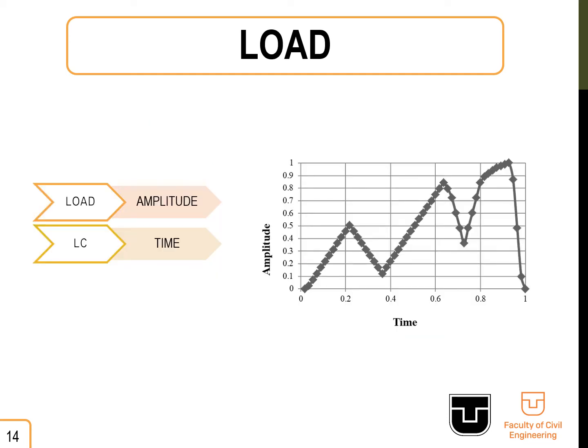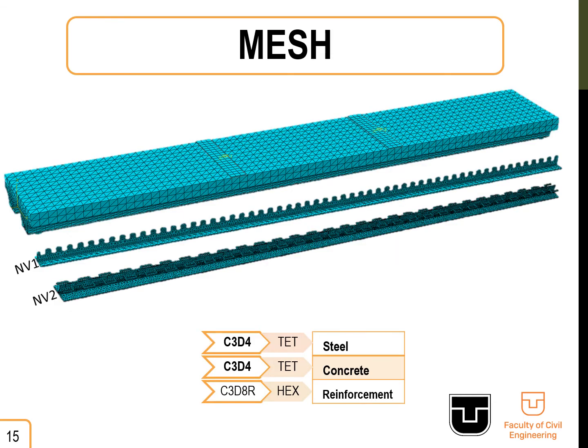Load model was done via amplitude, where time was set to the time in step and loading cycles were converted into amplitude, with one equal to maximum loading condition during the experimental program. Two loading cycles, which were present in the linear part of the graph to prove that the beams were still acting elastically, were also modeled. The models were meshed with 3D elements, tetrahedrons for steel and concrete, and hexahedrons for reinforcement.